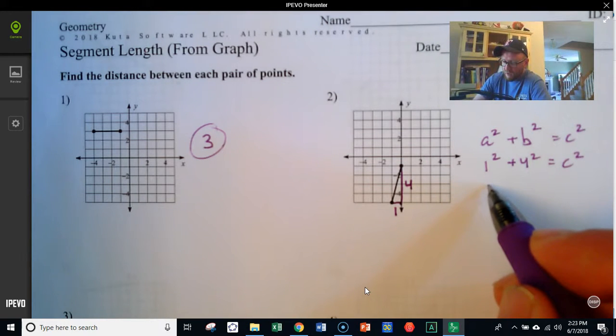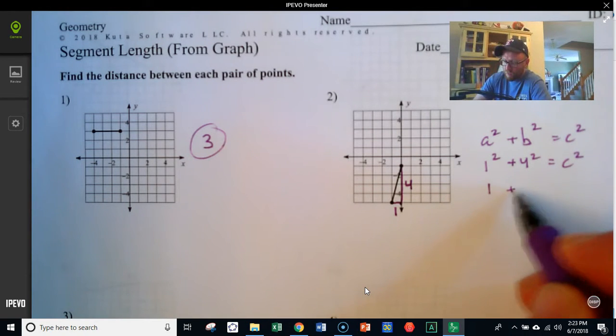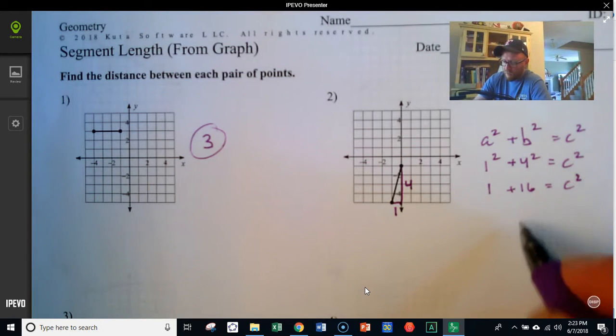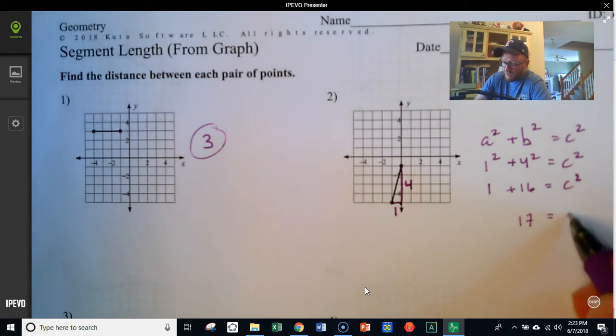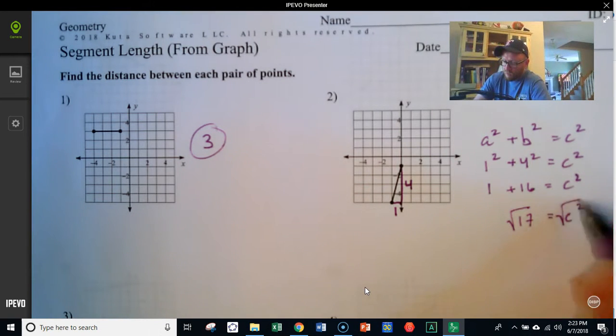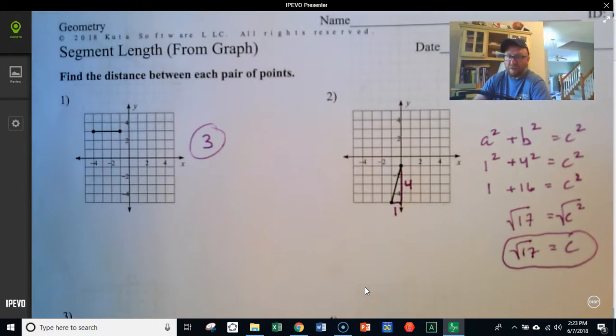See, 1 squared is 1. 4 squared is 16, and equals c squared. 1 plus 16 is 17, equals c squared. And to solve this last little bit, we just have to take the square root of both sides, and the square root of something squared is just that number itself. So this is the square root of 17 for this length. And you can work out that it is a decimal, but we're not really worried about that here.